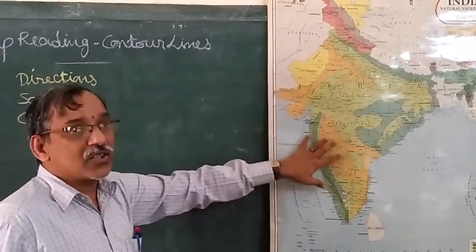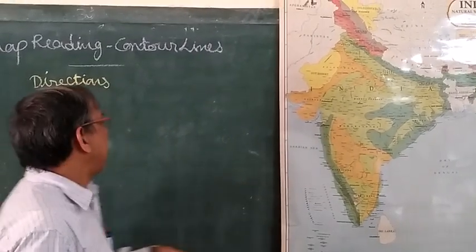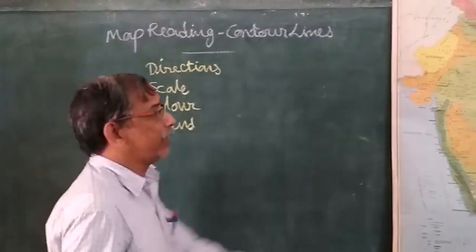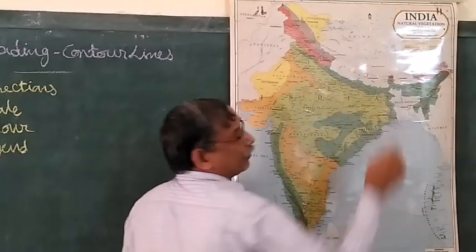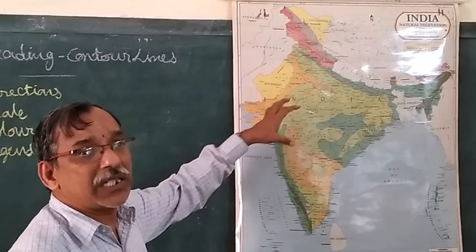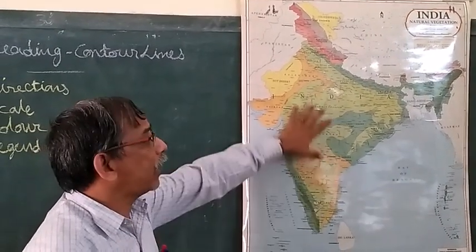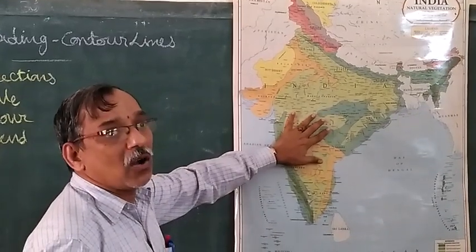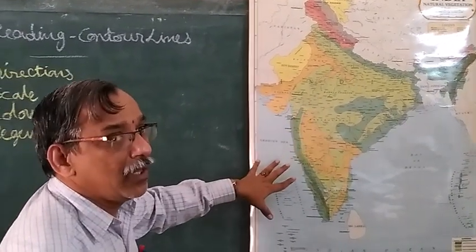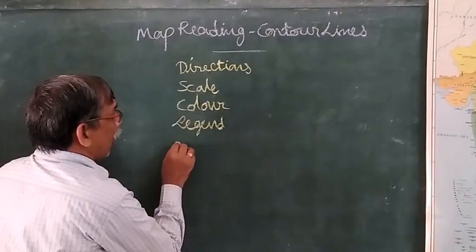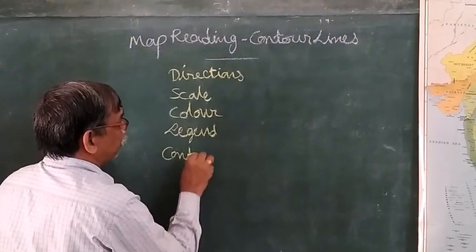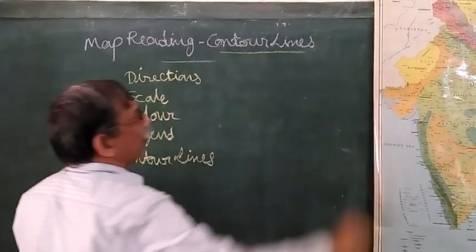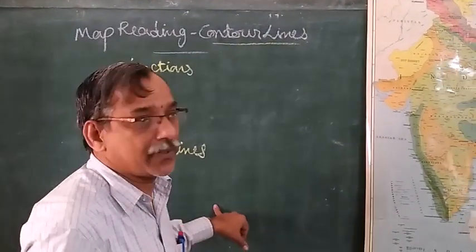We discussed such issues. And then in our previous concept we discussed the legend. Here is the legend, we saw the symbols present in that legend and how they are helpful to find out about a particular locality. That is the concept we learned already. But today's topic is contour lines. This is the topic of ours today, contour lines.